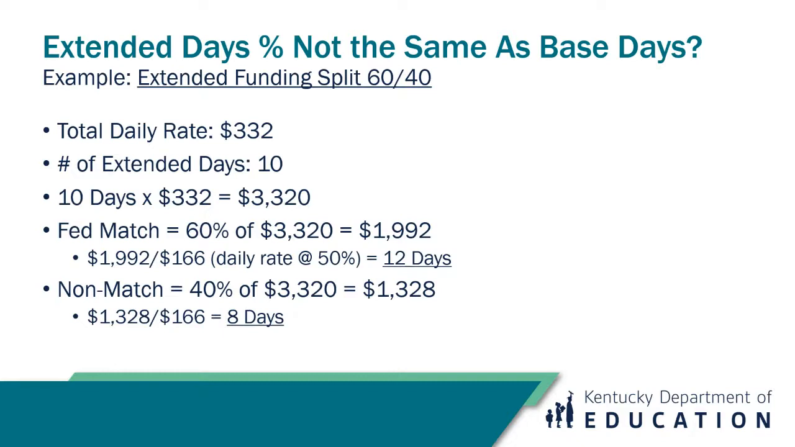You would have to take their total daily rate and multiply that by the number of extended days. Their fed match in this example is 60%. So you take 60% of that total amount equals the 1992. Then you'd have to take the 1992 and divide that by $166, which is half their daily rate, which is what that one of their job salary records would be. And that would equal 12 days. And then you do the same for the non-match, equals 8 days.